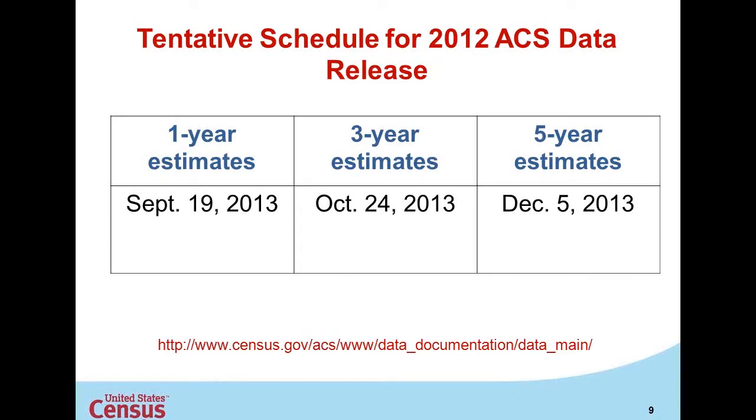Here you can see our tentative schedule for the release of the 2012 ACS data. Our 1-year estimates are tentatively scheduled to be released on September 19th of this year, the 3-year estimates on October 24th, and the 5-year estimates on December 5th. And for more information and updated information about data releases, you can visit the URL listed on this slide.